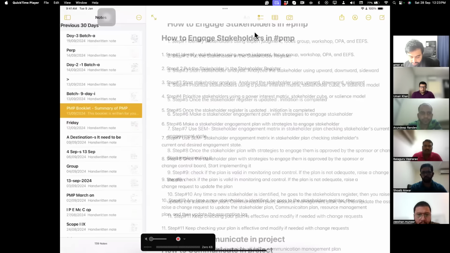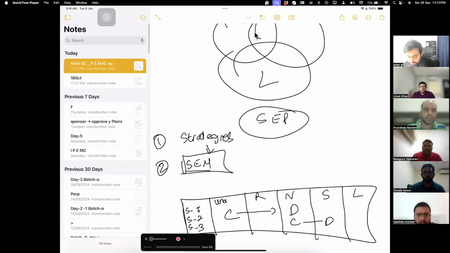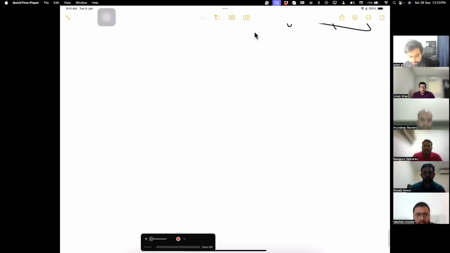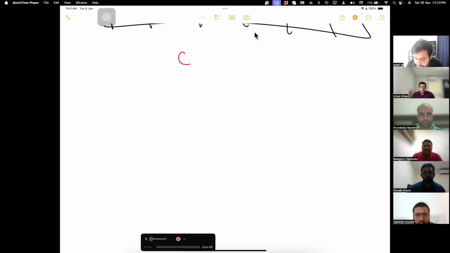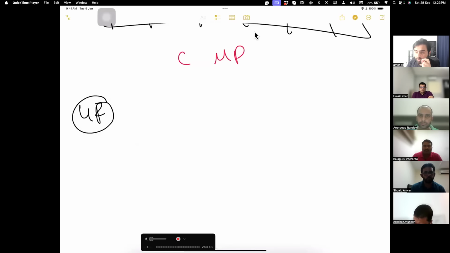Okay. Now, one other plan that goes hand in hand with stakeholder is the communication plan, the communication management plan. Now, this is a plan, so the plan will be made in planning. The 4 Rs of communication are defined here. Right information.